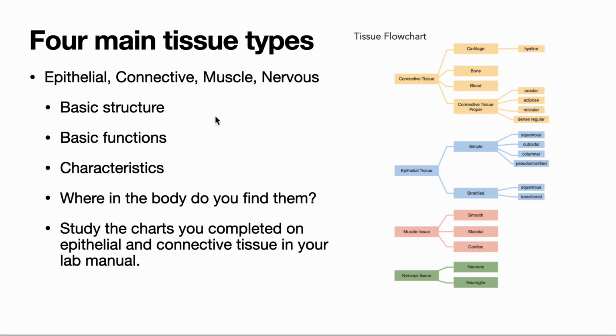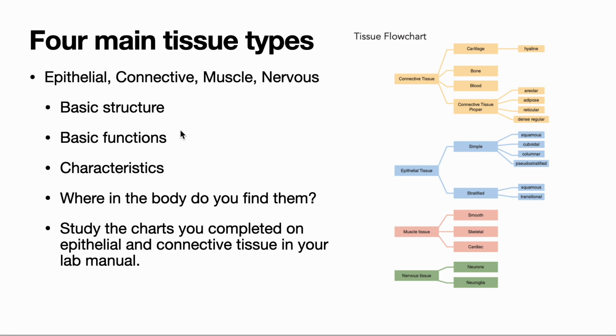For each of the 4 main tissue types, you really need to have a sense of their basic structure. So what are the cells like? What shape are they? You want to know, do they have an extracellular matrix? And if so, what's in it? You want to know about the basic functions. What do those tissues do? If they have any unique characteristics, you want to be able to list those. And you definitely want to be able to identify places in the body where you find each of those tissues, and that usually relates to their function.